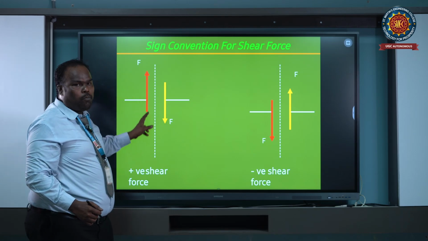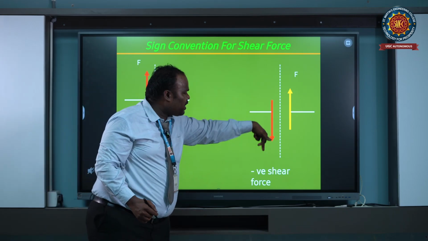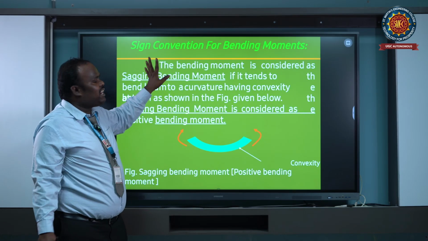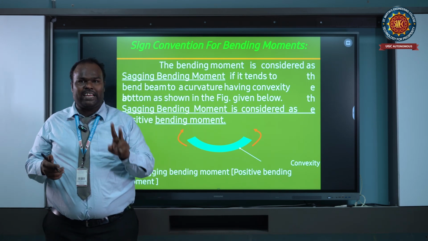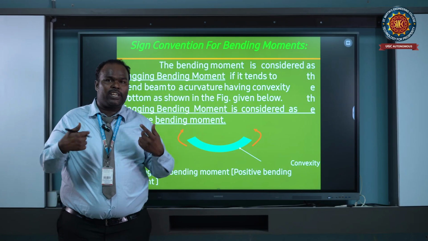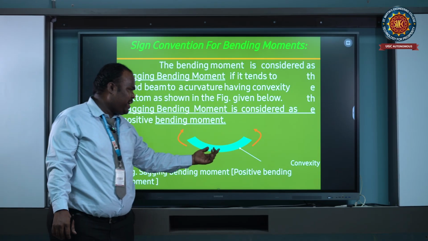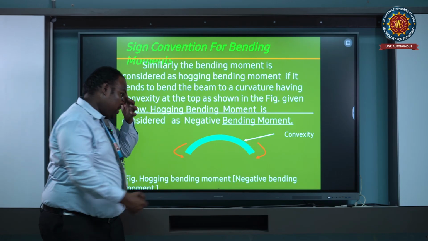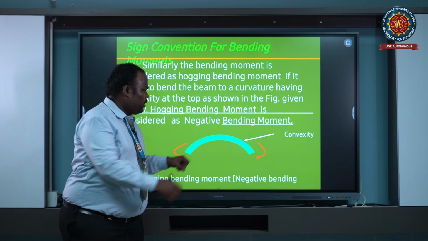At the left support, the upward reaction is positive and downward reaction is negative. At the right support, downward reaction is negative, upward reaction is positive. And next one, bending sign convention of bending moment. The bending moment sign conventions are of two types: sagging moment and hogging moment. We can consider the sagging moment as positive bending moment and hogging moment as negative bending moment. In sagging bending moment, convexity is at the lower end, and in hogging bending moment, convexity is on the upper side of the curve.